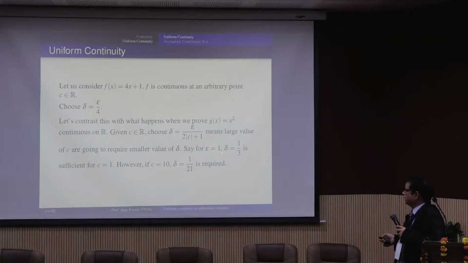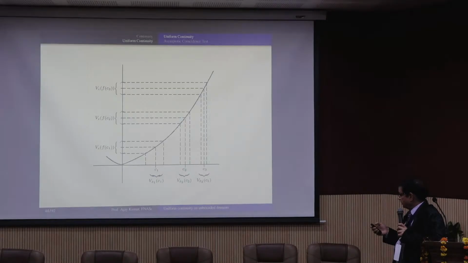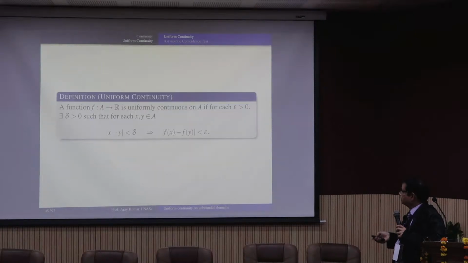Say epsilon is 1: delta is 1/3, sufficient for c equal to 1. However, if c is 10, a delta of 1/21 is required. So my delta is continuously depending on the point c. This is the graphical representation of f(x) equal to x squared, and you can see this range becoming smaller and smaller as we go towards the right.